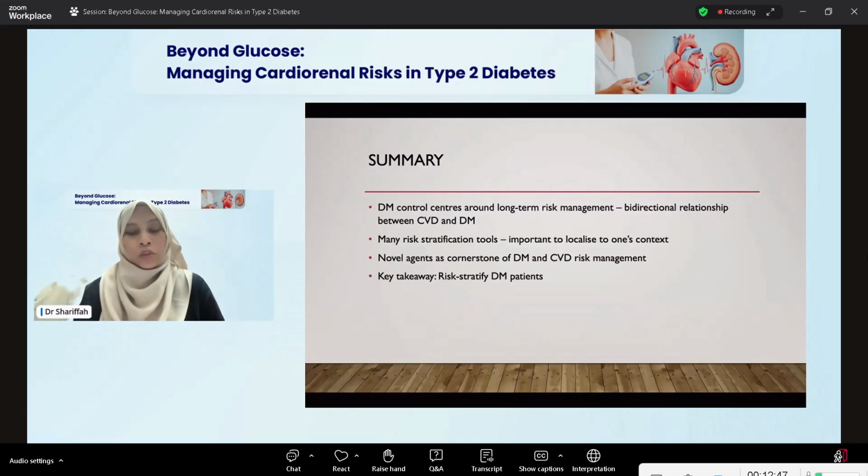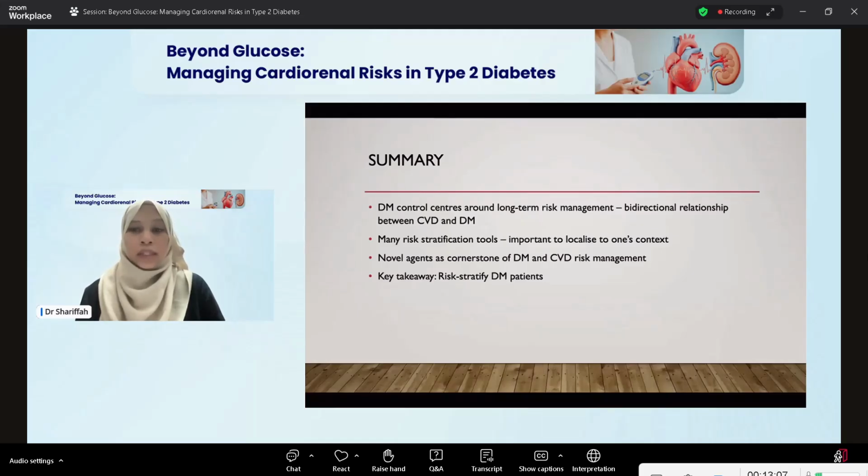And there are many risk stratification tools that we can use, but it's important to localize to one's context. So novel agents are a cornerstone of diabetes and CVD risk management. These would include your GLP-1 agonists and also the SGLT2 inhibitors, depending on the outcomes that we want to achieve, whether it's kidney progression, hospitalization from heart failure, and things like that.